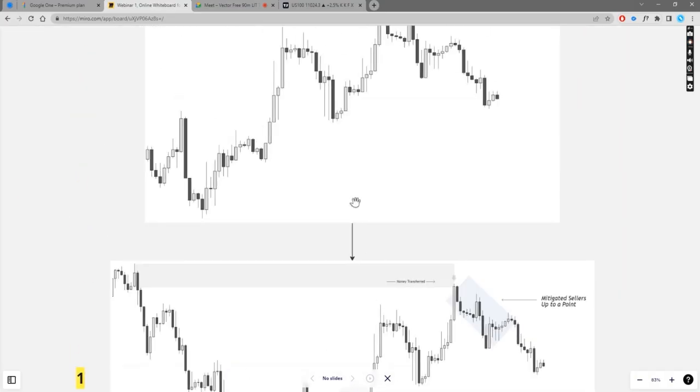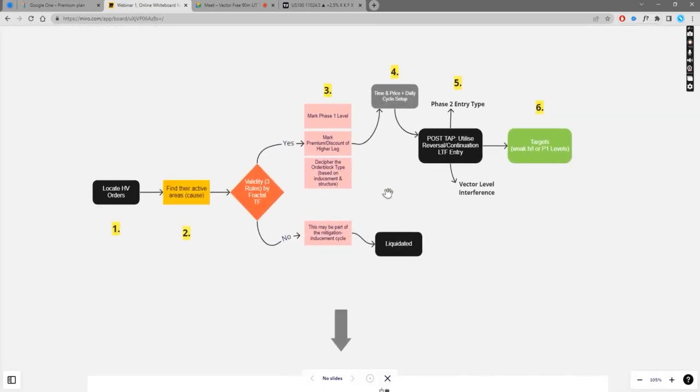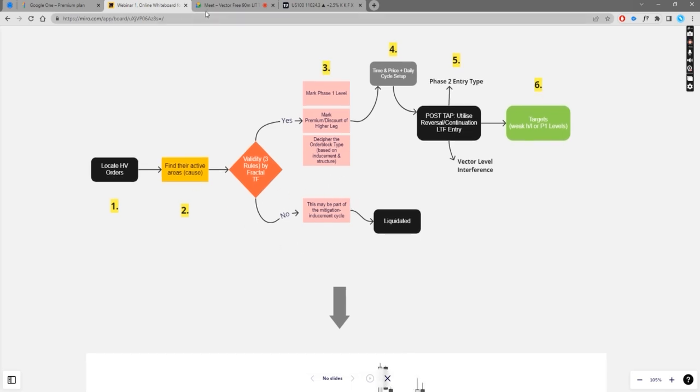So let's have a look at the next step. So we want to mark our phase 1 level. We want to mark the premium and discount of the higher leg. And we want to decipher what order block type we want to use. Okay?